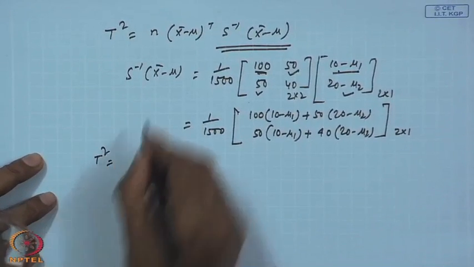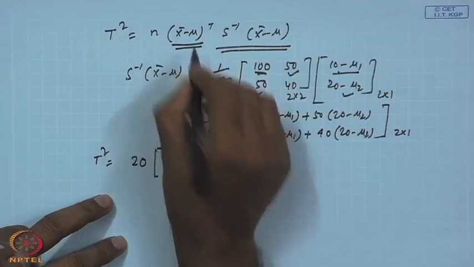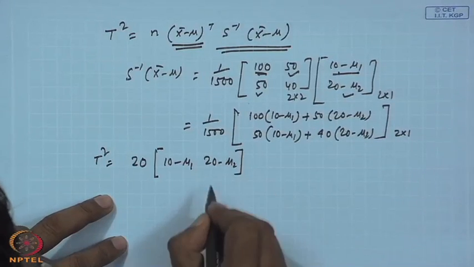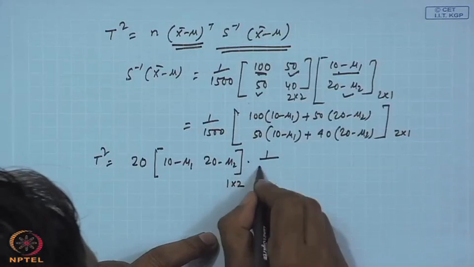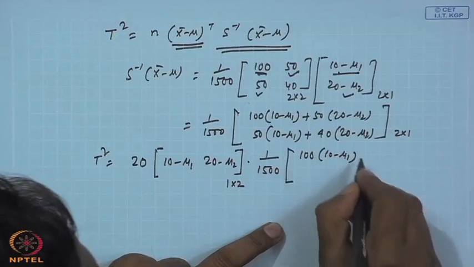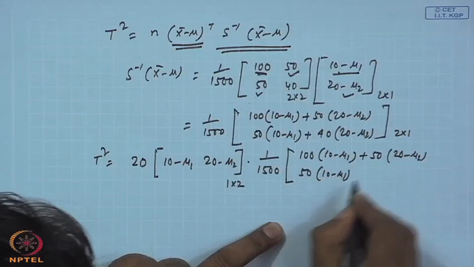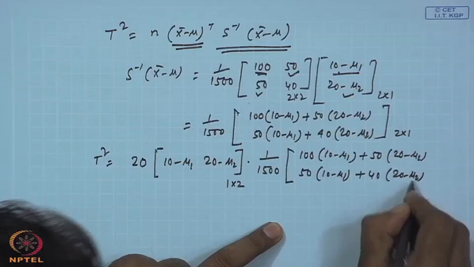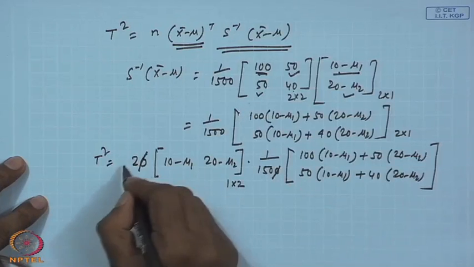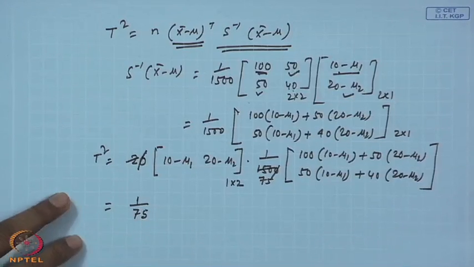Now, you see T square, n equal to how much? N is 20, and x bar minus mu transpose will be 10 minus mu 1 and 20 minus mu 2. This will be a 1 cross 2 matrix, then into 1 by 1500 into this total quantity: 100 into 10 minus mu 1 plus 50 into 20 minus mu 2, and 50 into 10 minus mu 1 plus 40 into 20 minus mu 2. Okay. So, this cut, 1500 divided by 20 is 75. So, if I write like this, this is 1 by 75.